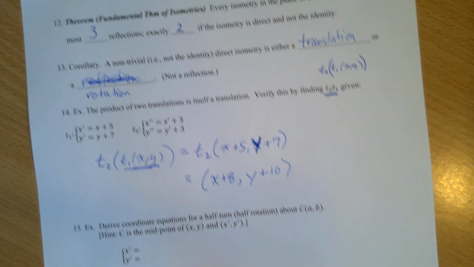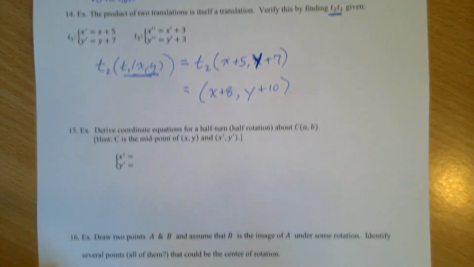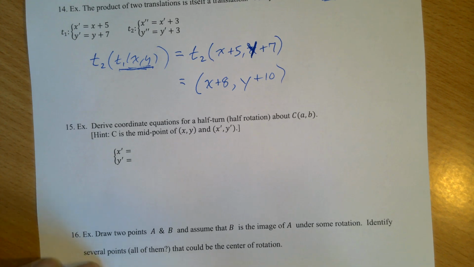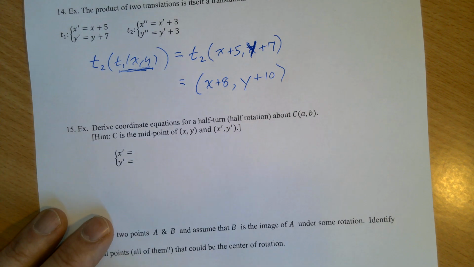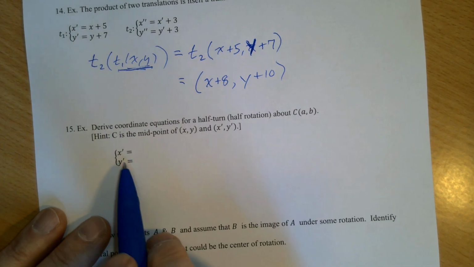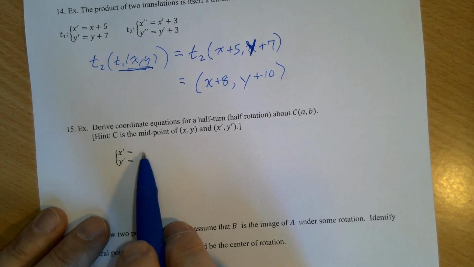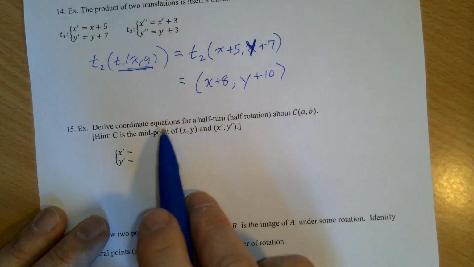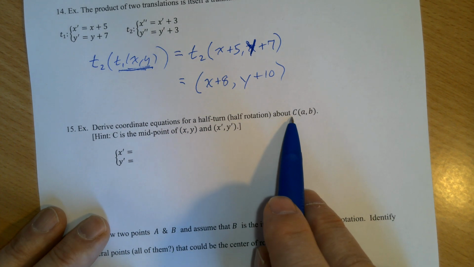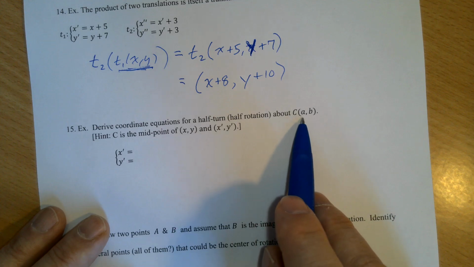All right, number 15. Well, we might need to remember the midpoint formula for this one. Derive the coordinate equations, so x prime equals, y prime equals something to do with x and y, for a half turn or a half rotation about a certain point AB.